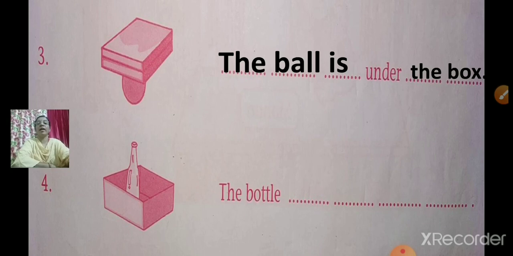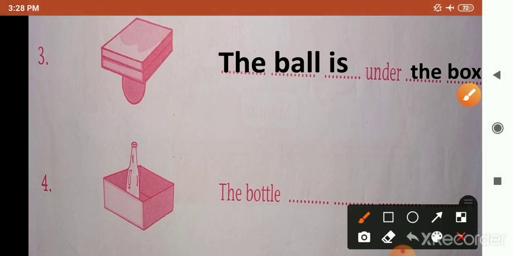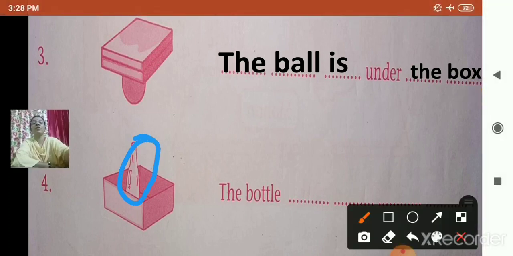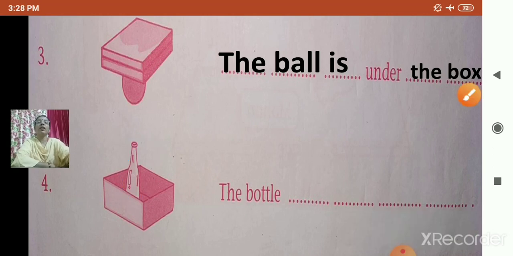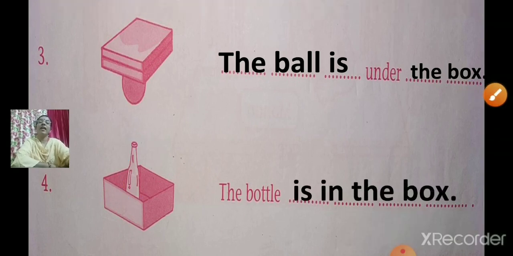Number 4. Again, the bottle. And afterwards it is not given. So, you have to complete the blanks. So, where is the bottle? You can see the bottle here. So, where is the bottle? The bottle is in the box. Where is the bottle? The bottle is in the box.